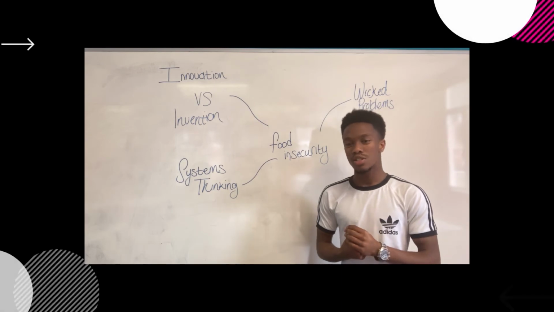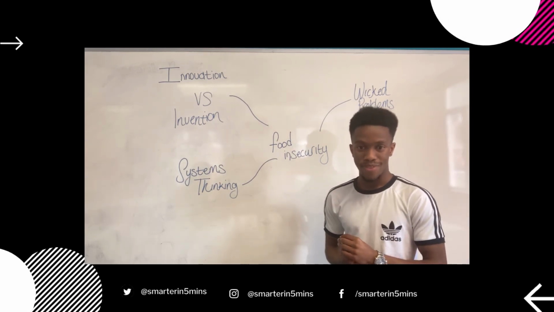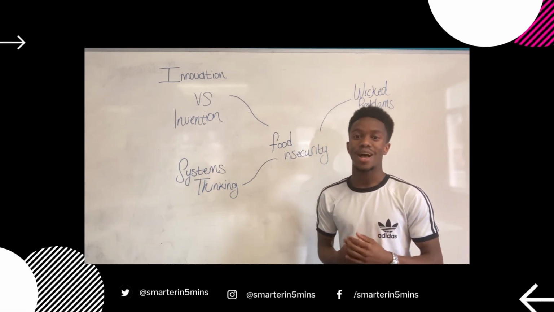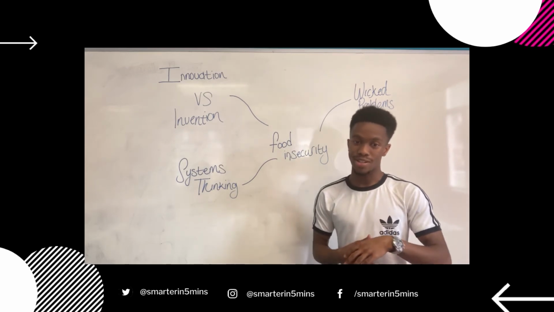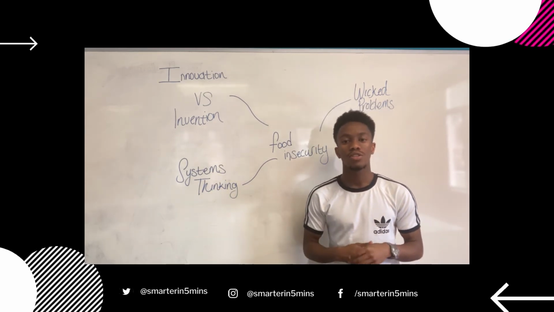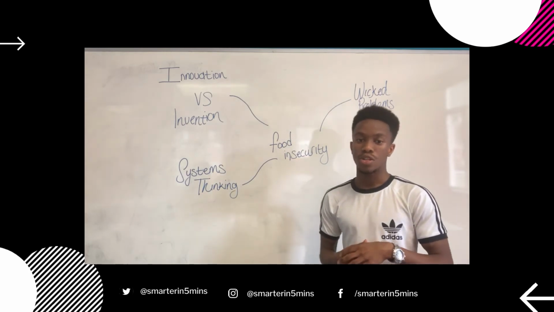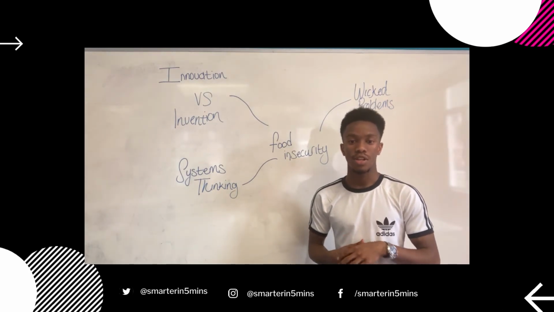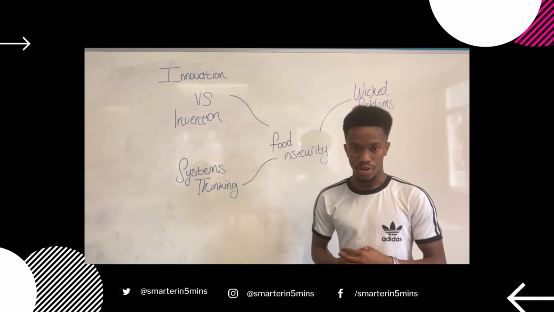These linked issues include poverty as well as crime. Having an understanding of these links can help us to fix the wicked problem or at least alleviate some of them. If we can control crime and reduce poverty during the pandemic, we stand a chance to try to eliminate the issue of food insecurity.